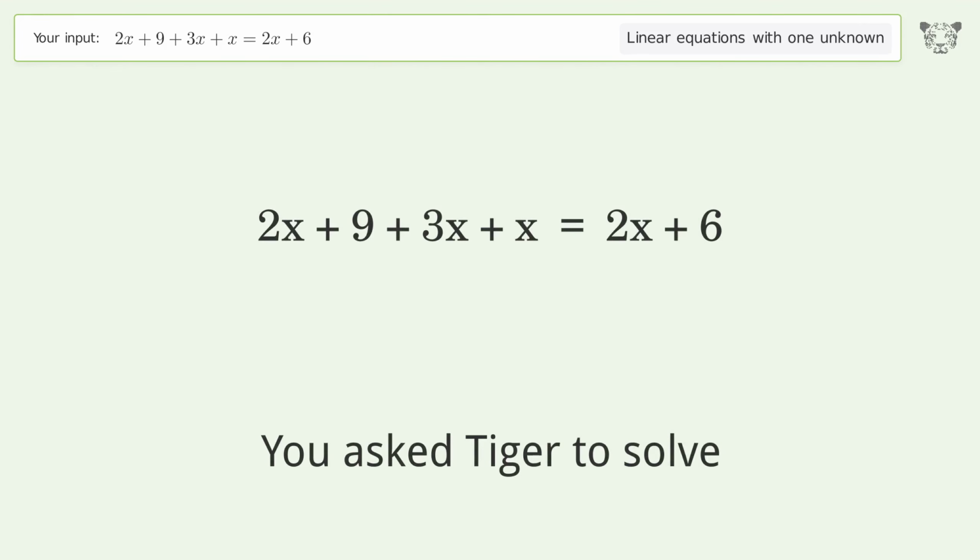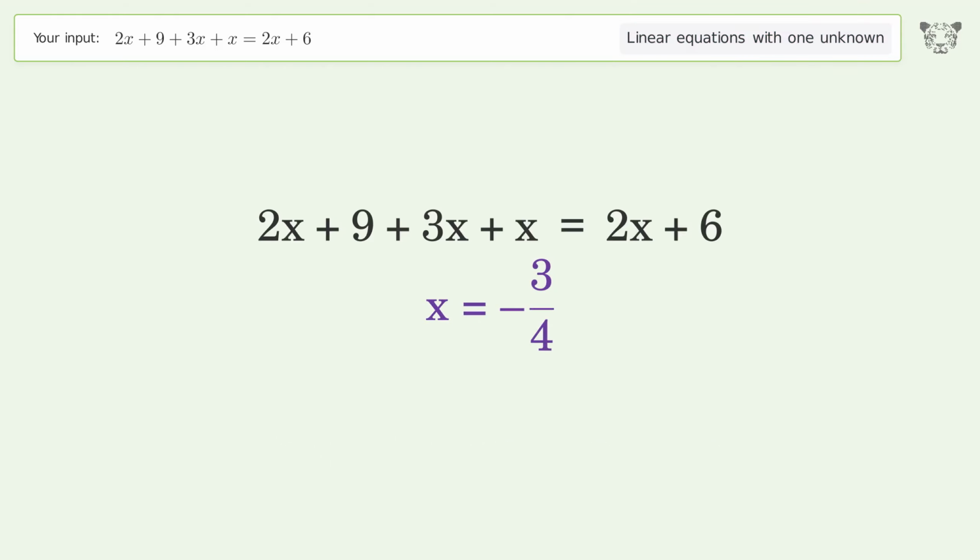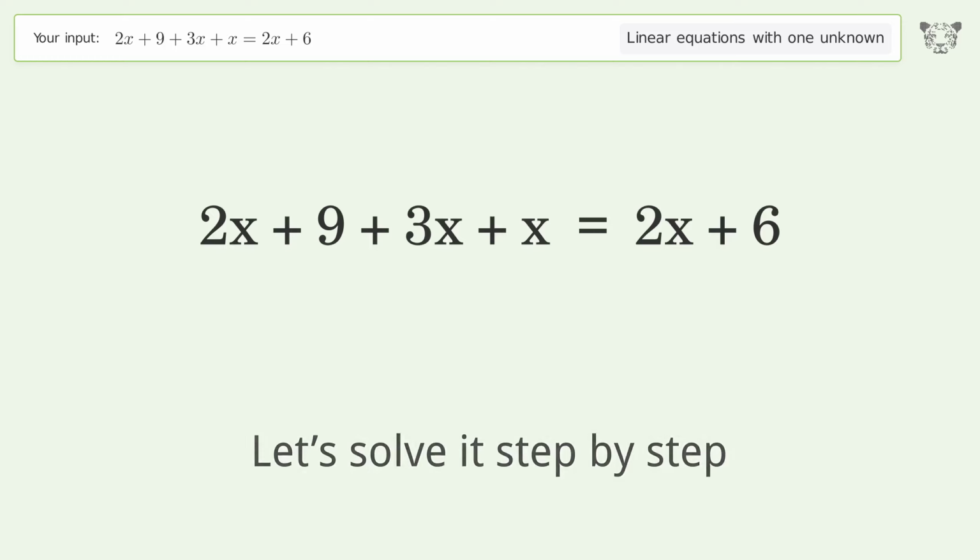You ask Tiger to solve this. This deals with linear equations with one unknown. The final result is x equals -3/4. Let's solve it step by step.